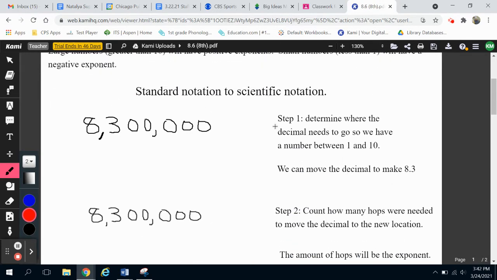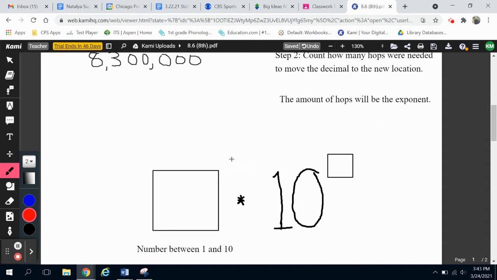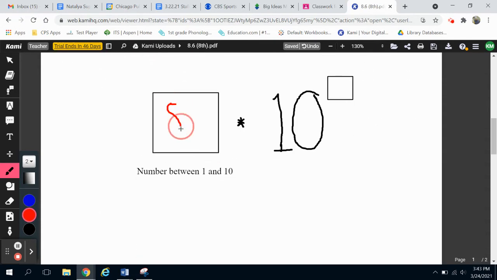Let's take a look at this number here and how do we turn it into scientific notation. The number we have is 8,300,000. Our first step is to determine where we can move the decimal so we have a number between 1 and 10. Right now, the decimal is here, and I need to move it so I have a number between 1 and 10. Well, if I move the decimal to here, between 8 and 3, 8.3 is a number between 1 and 10. So that's going to be my first number in scientific notation. So 8.3 will go here.